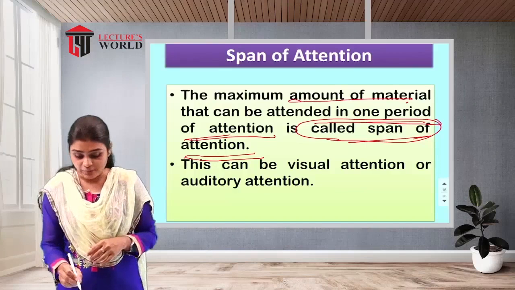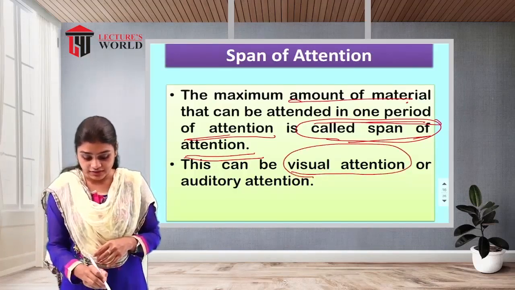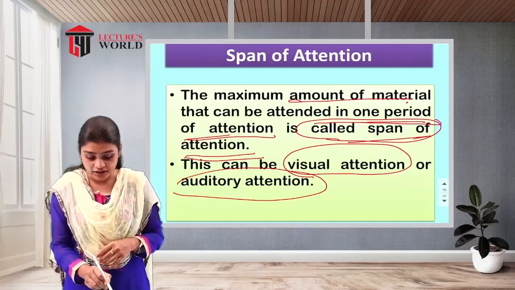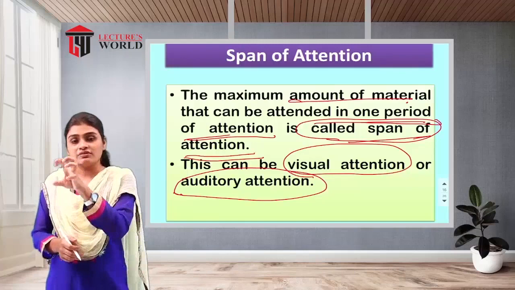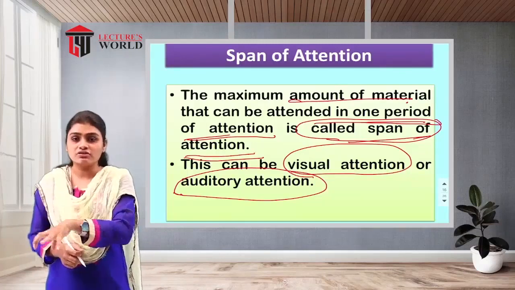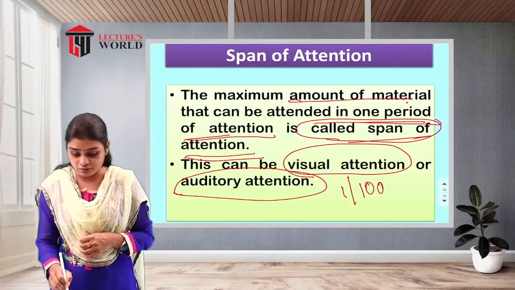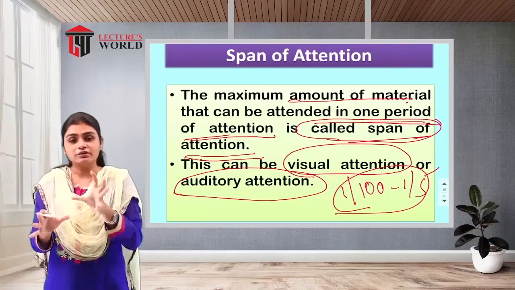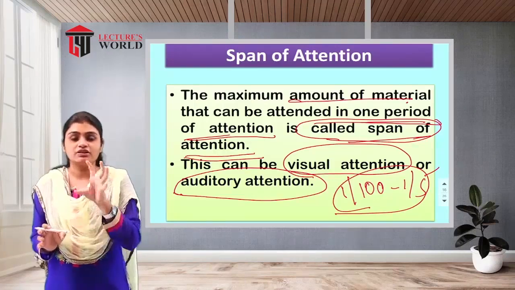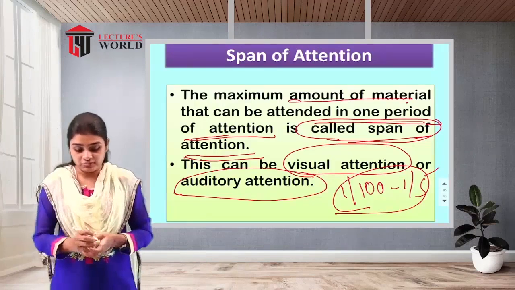Two types of span of attention we have. The first is visual attention and the second is auditory attention. For visual attention, 1/100 to 1/5 seconds are required to get a minimal visual attention and to memorize what we have visualized. So that timing is required.